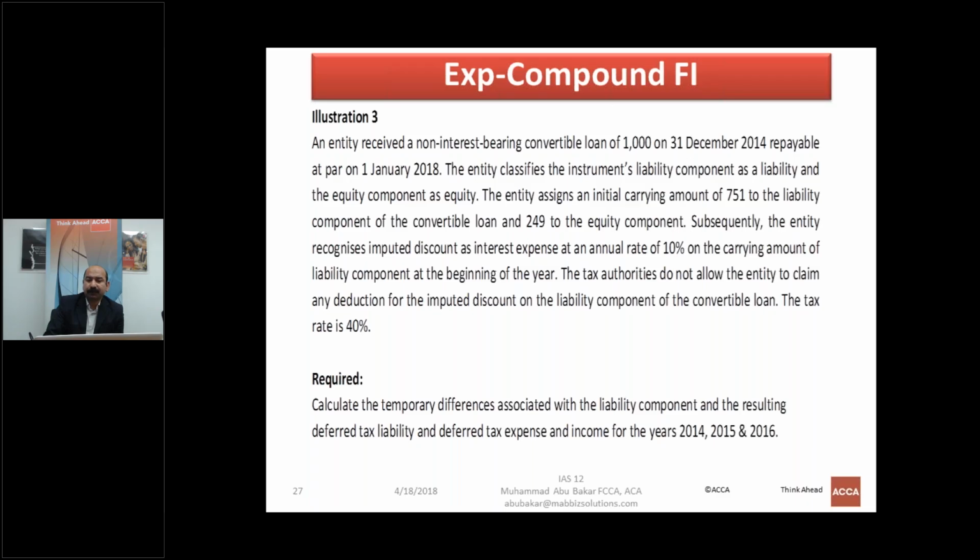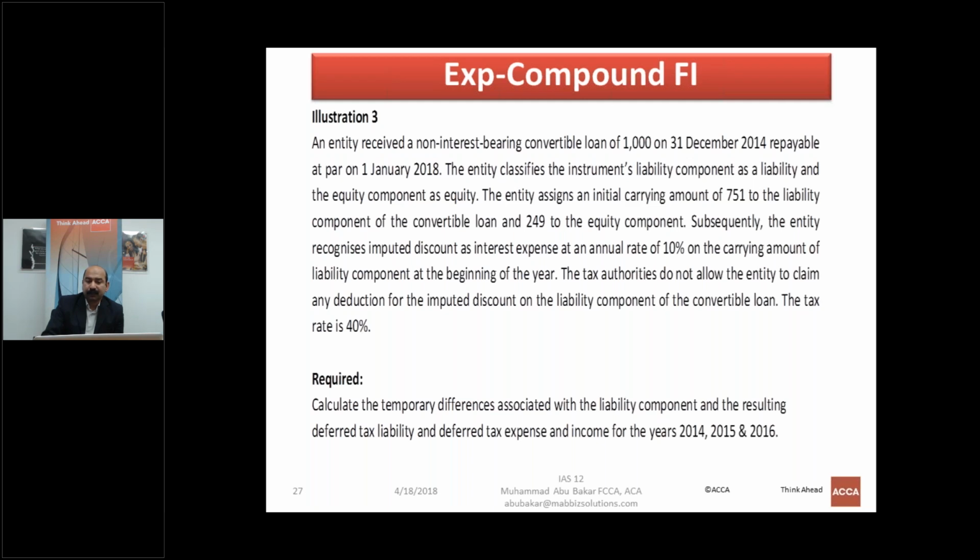Repayable at par on 1st January 2018. The entity classifies the instrument's liability component as a liability and the equity component as equity. The entity assigns an initial carrying amount of 751 to the liability component of the convertible loan and 249 to the equity component. Subsequently, the entity recognizes imputed discount as interest expense at an annual rate of 10% on the carrying amount of the liability component at the beginning of the year.